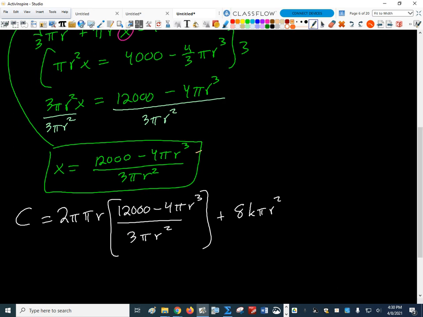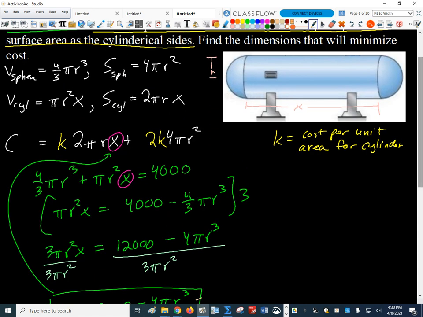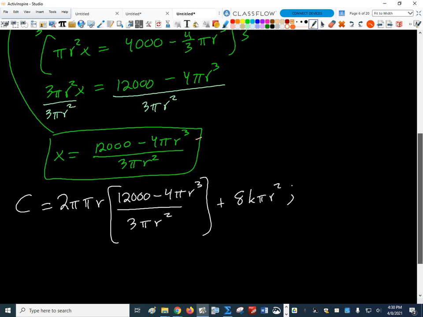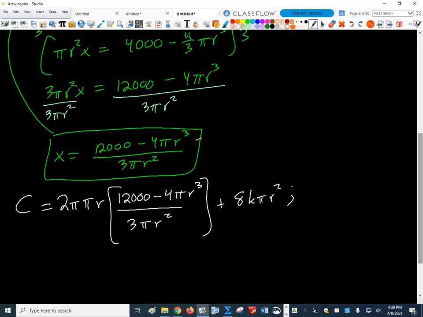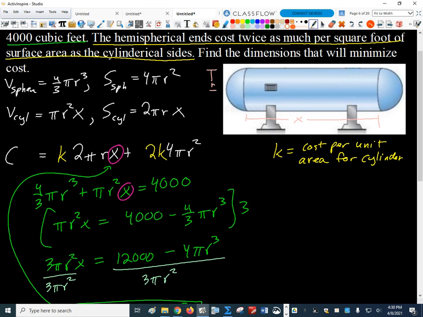And we need a domain for this, don't we? Okay, so our domain, think about what's going to happen with this thing. As r is our variable that we're differentiating with respect to, as r increases, x decreases, and vice versa. So what's the smallest r could be? As r shrinks, x grows.